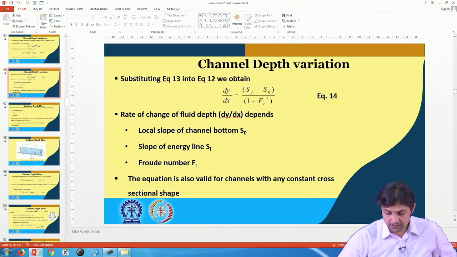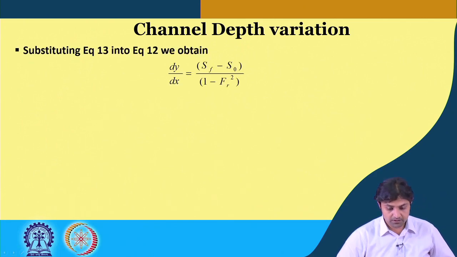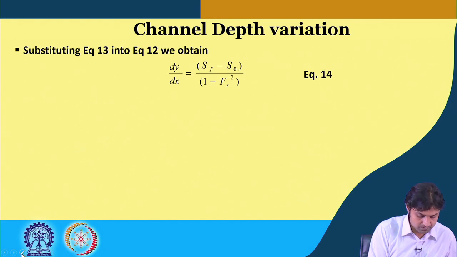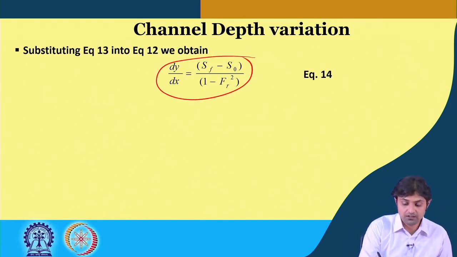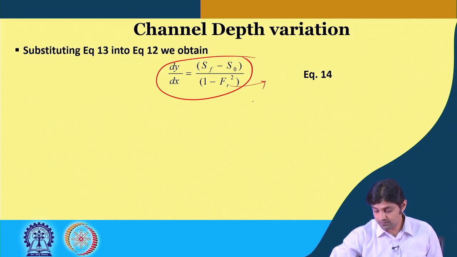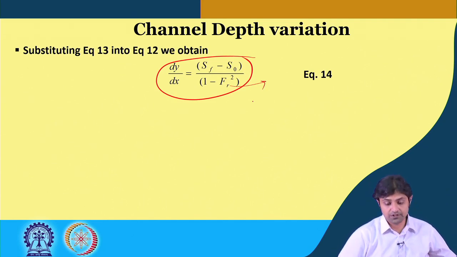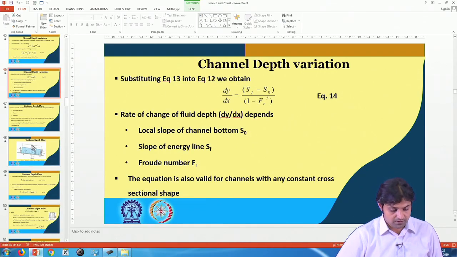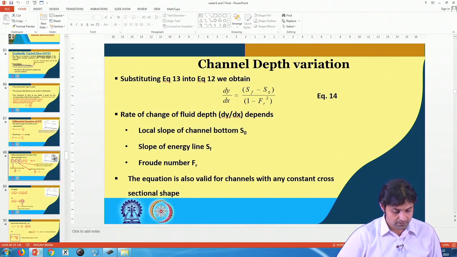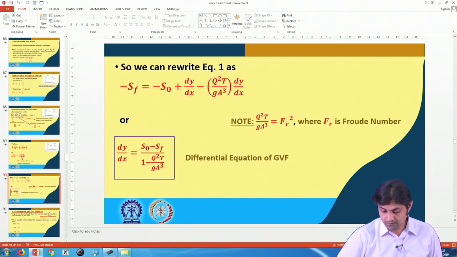See, we have obtained the similar equation here, you remember, but this one. So, it is of the same form, just that we will later see in gradually varied flow, this is actually Froude number whole square. The way of derivation was different. So, we go back. We were here.